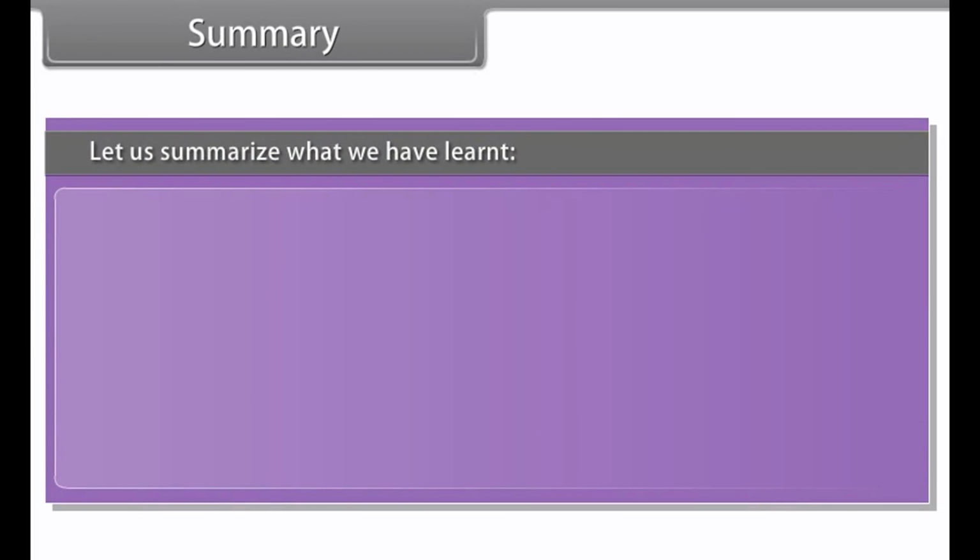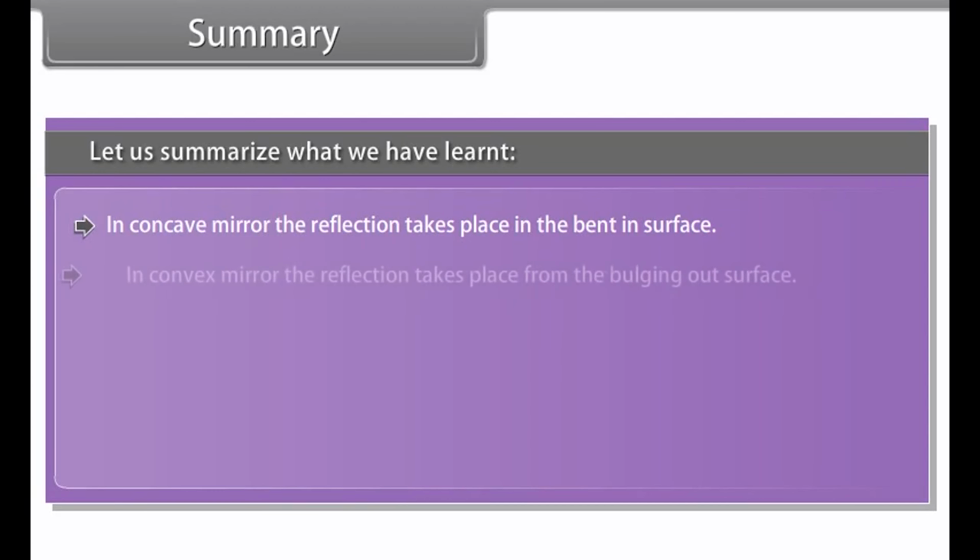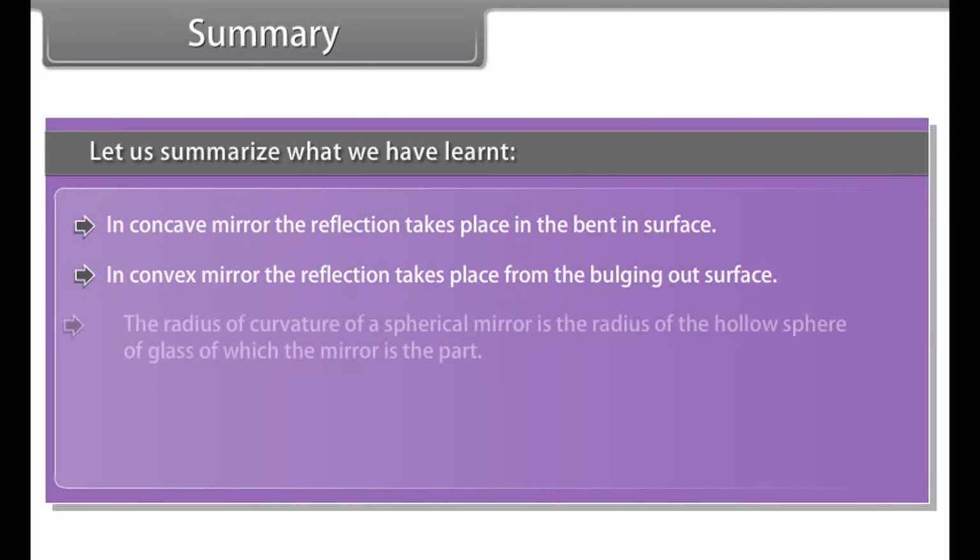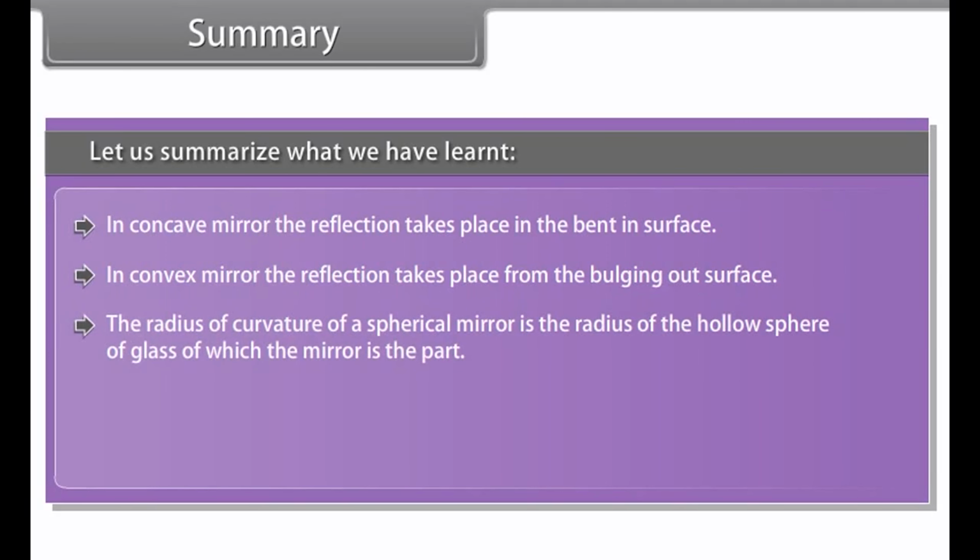Let us summarize what we have learned. In a concave mirror, the reflection takes place from the bent in surface. In a convex mirror, the reflection takes place from the bulging out surface. The radius of curvature of a spherical mirror is the radius of the hollow sphere of glass of which the mirror is a part. The focus of a convex mirror is situated behind the mirror.